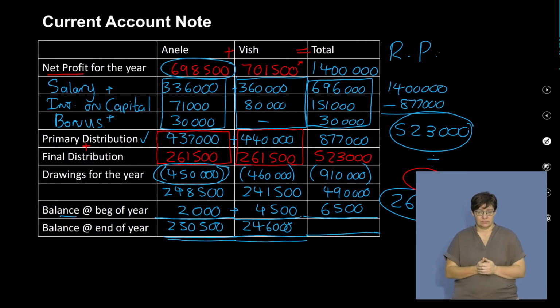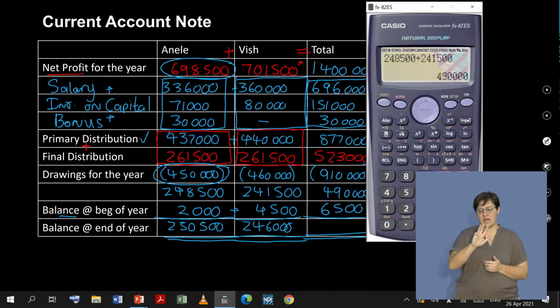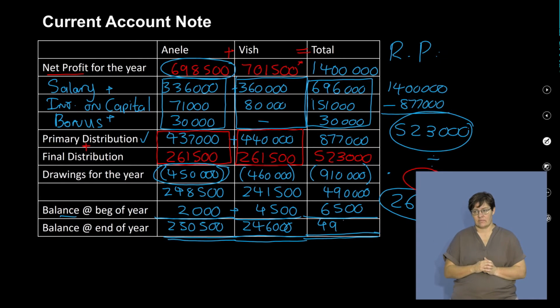And then finally, at the end of the year, I should get an amount of, let's get the calculator out. So at the end of the year, 490,000 plus 6,500. And to the statement of financial position, I will take a total of 496,500. And remember, if I add horizontally, if I add these amounts, I should obviously get the same total.